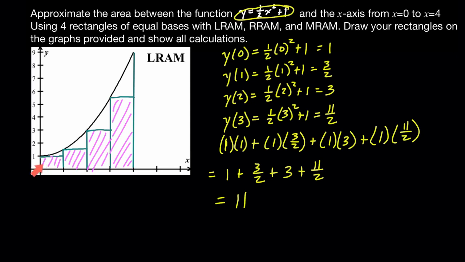So the first rectangle would be y of 0, which is this height, 1. The next rectangle would be y of, or the function evaluated at 1, and that ends up being 3/2. And so all these are your calculations for your heights at y of 0, y of 1, y of 2, and y of 3. And that gives you a total area of 11.